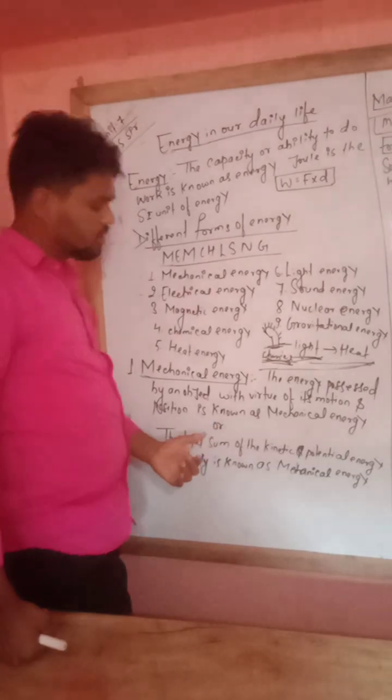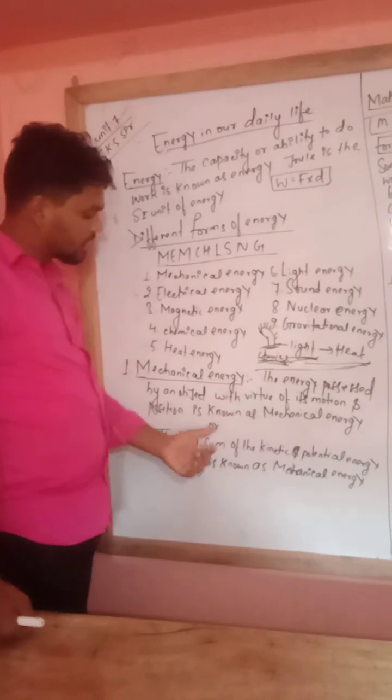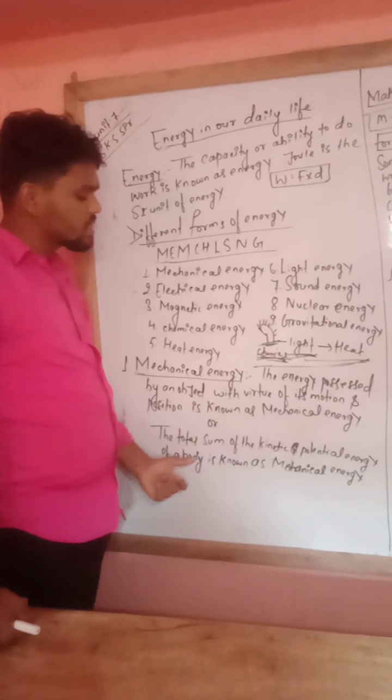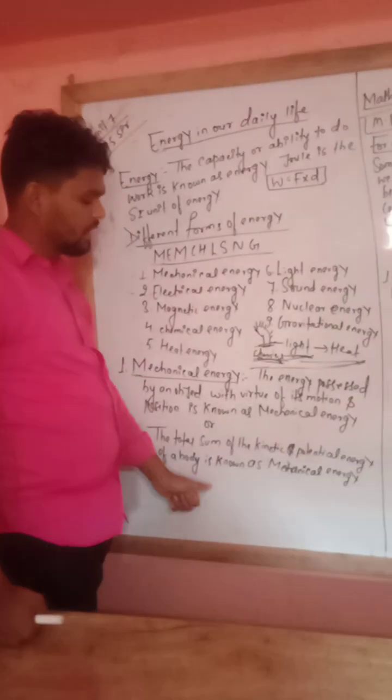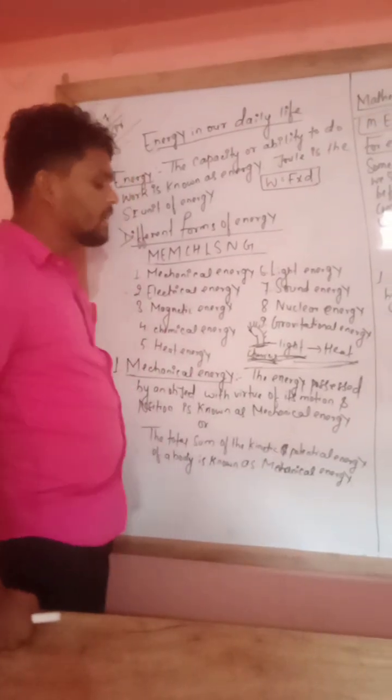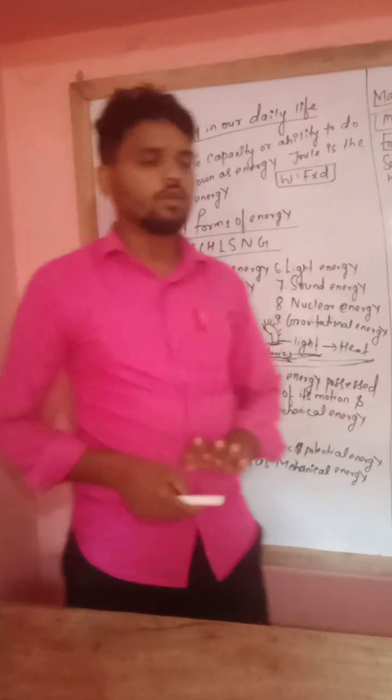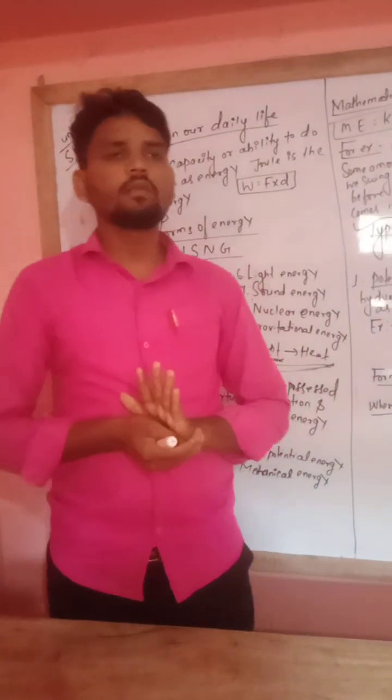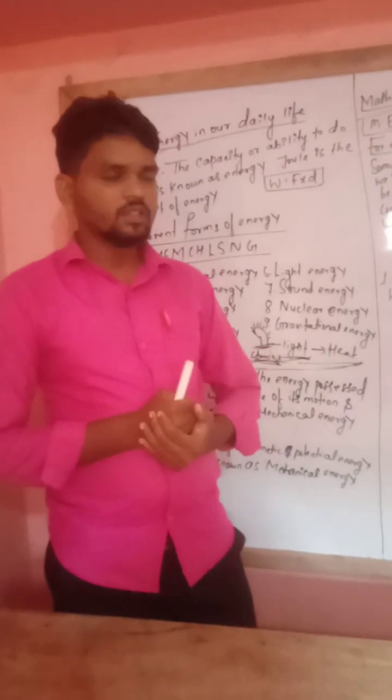Now, you have to learn the alternative definition: the total sum of the kinetic and potential energy of a body is known as the mechanical energy. The total sum of potential and kinetic energy is mechanical energy.